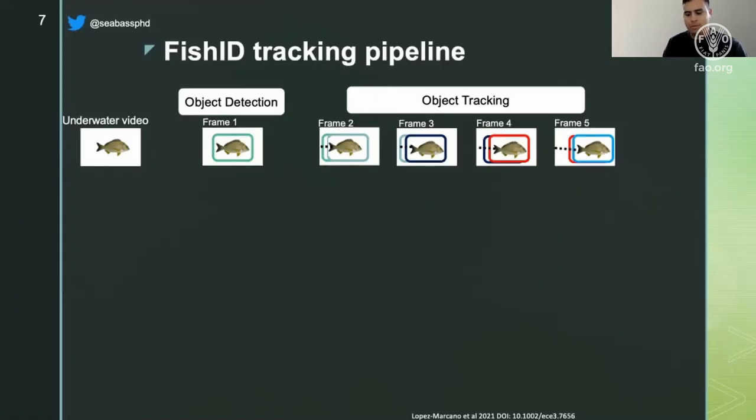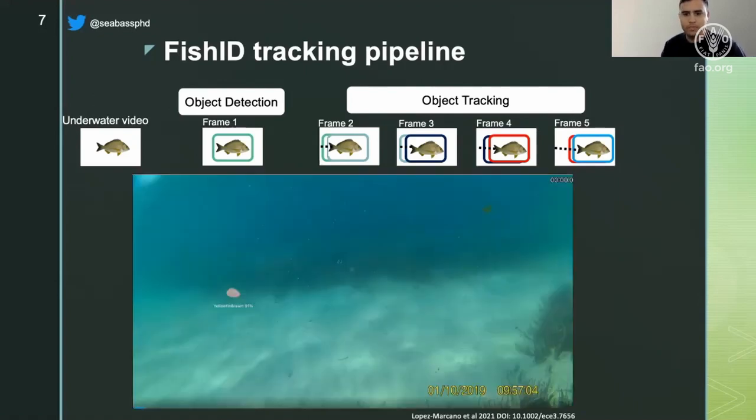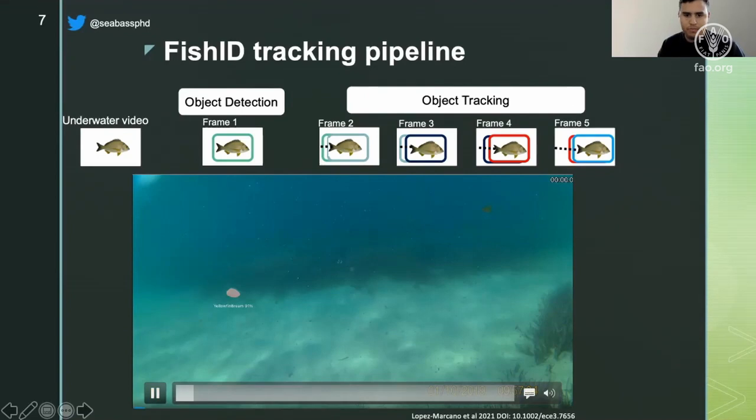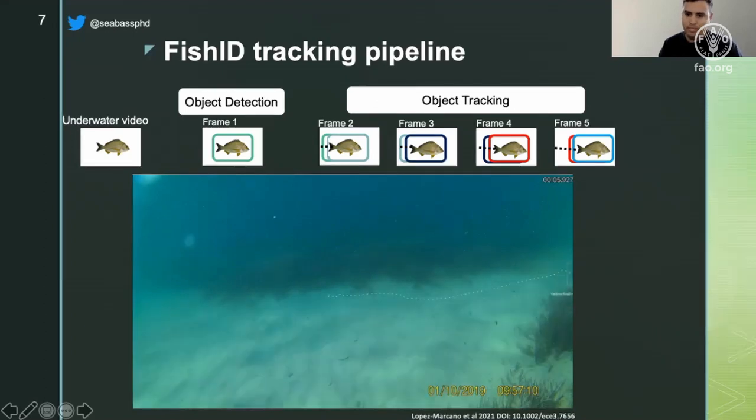I just want to also give you a bit of an overview of the FishID tracking pipeline, which is our latest output of FishID. So basically, in simple terms, it's a pipeline that uses artificial intelligence to detect a fish and then track it in subsequent frames. Then throughout the video, there is an interaction between the tracking and detection components. And it all starts, of course, from an underwater video. So what you will see in these videos is the detection of the fish, and then the tracking output displayed as the dotted white lines in the video. If you want to learn more about this pipeline, just check out the paper that was recently published.